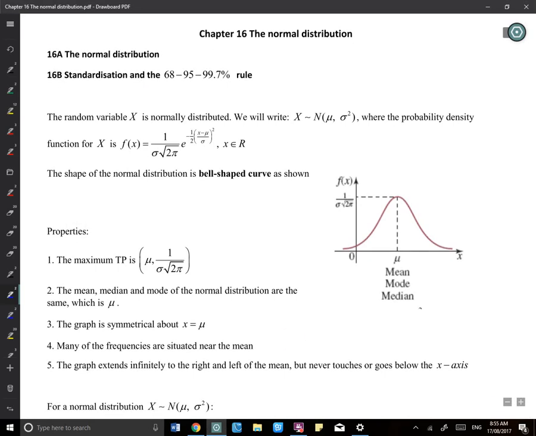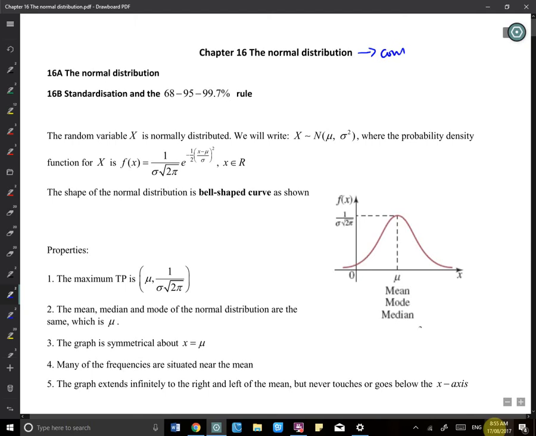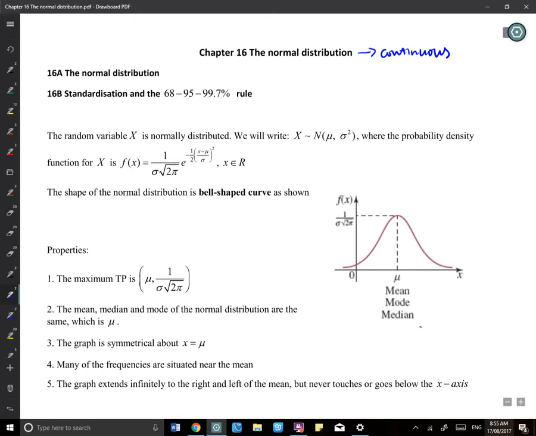Okay, so normal distribution. Normal distribution is a continuous random variable as well. So continuous distribution. We have two chapters, chapter 13 and 14, on discrete. On discrete, we learn two things. One is the table or a graph or a mass function to represent some particular values. Or we have the binomial distribution, which is discrete as well.